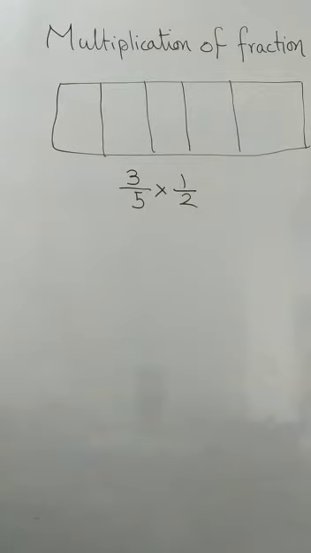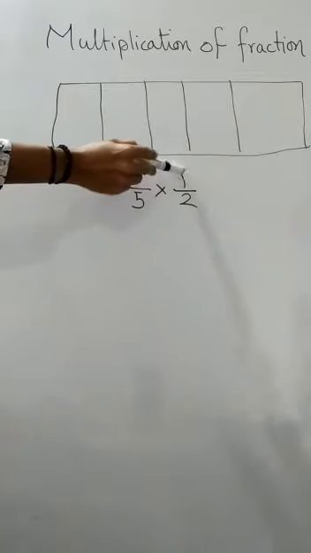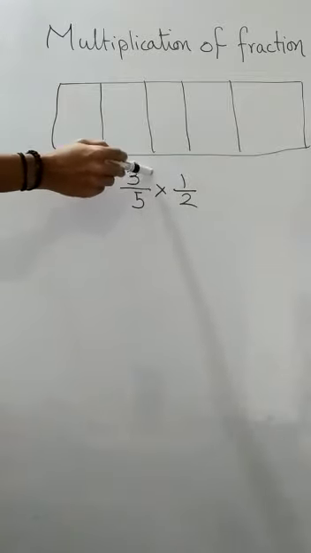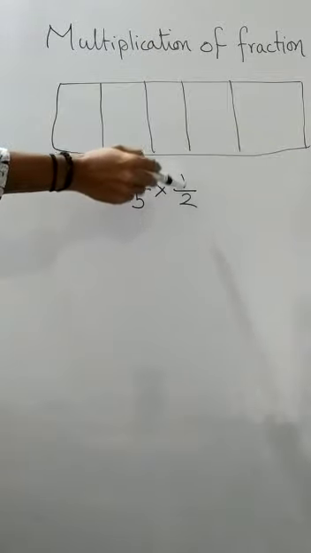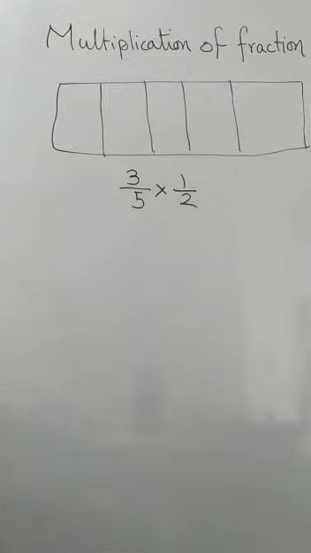Okay, we are learning multiplication of fractions. Here there are 2 fractions, 3 by 5 and 1 by 2. We are multiplying 3 by 5 into 1 by 2. Now let me show you in this. How will you show that multiplication?